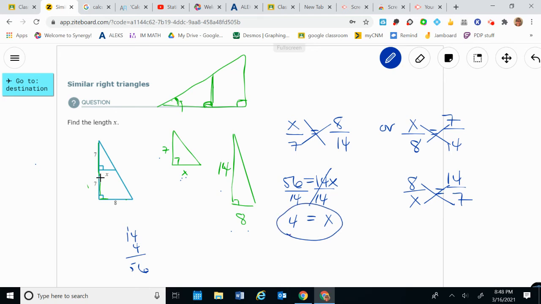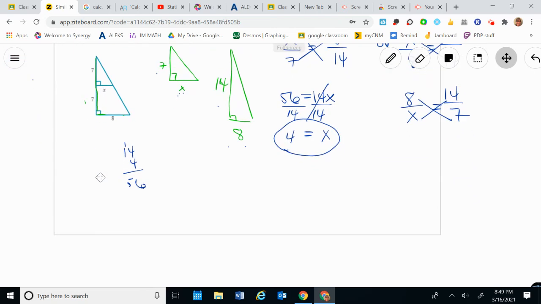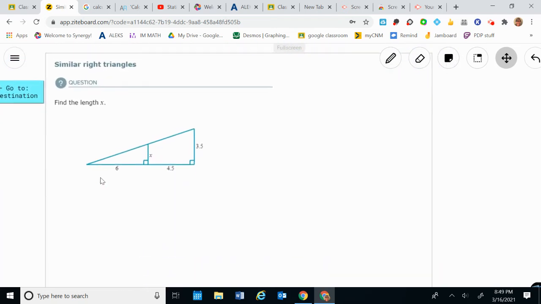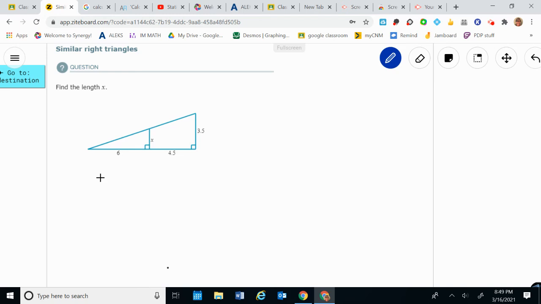All right, I just really want you to not worry about the lengths as much as just identifying the corresponding parts and making sure you set up your proportion correctly. So again, here you go. Let's break up this triangle into 2. Here's the little guy, 6 and x. And then get the big guy. Okay, and this is going to be 3.5.